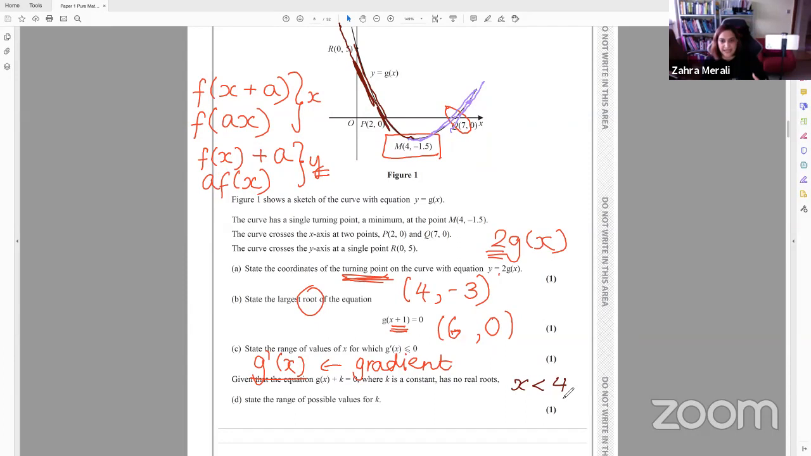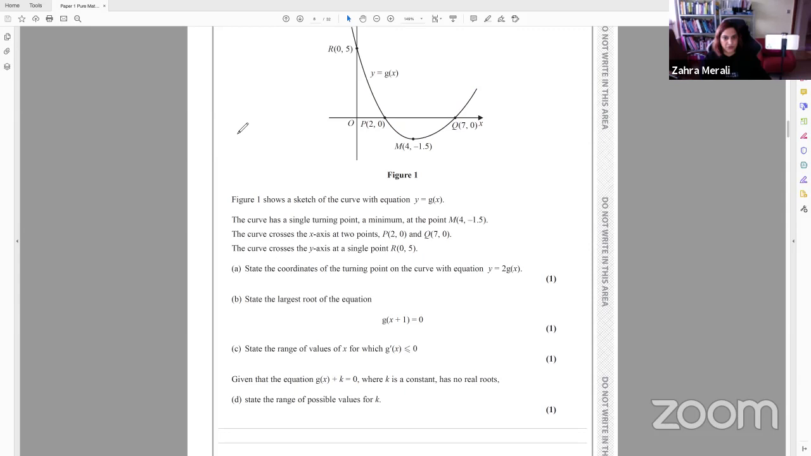So that's going to be x is less than 4. So then it says state a range. So now if I clear it so you can see that last question, and if I scroll up, it says, and if you can't see it, I'll read it out anyway. It says, given that the equation g(x) plus k equals 0, where k is a constant, has no real roots.